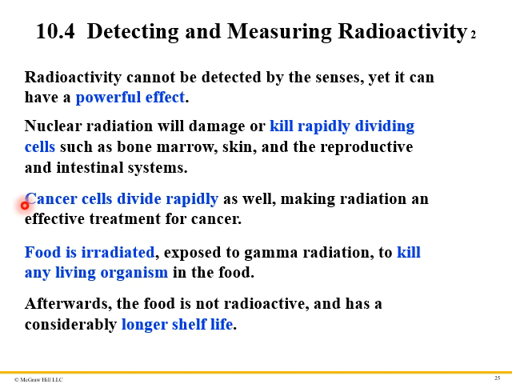Food is irradiated, exposed to gamma radiation to kill any living organisms in the food. So whenever you're dealing with produce or anything that you have to move in large amounts and you're worried about contamination, radioactivity does tend to help in that regard, right? And the radioactivity doesn't just stay there once you apply it, that high energy. So that means that it's safe. Afterwards, the food is not radioactive and has a considerably longer shelf life because you have killed every potential microorganism, insect, etc. with radioactivity.